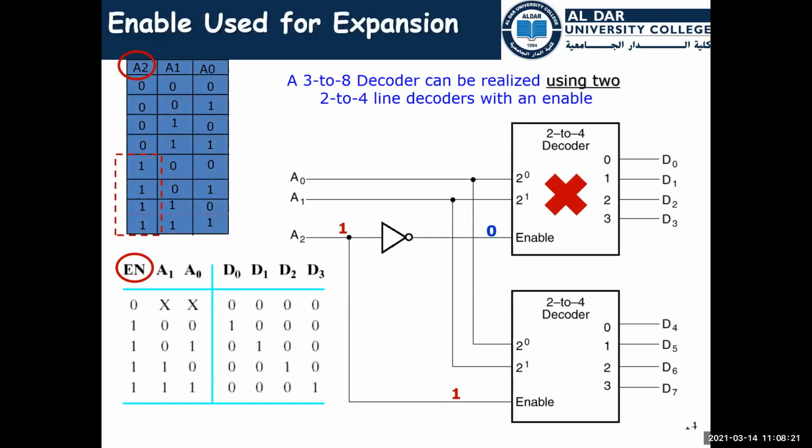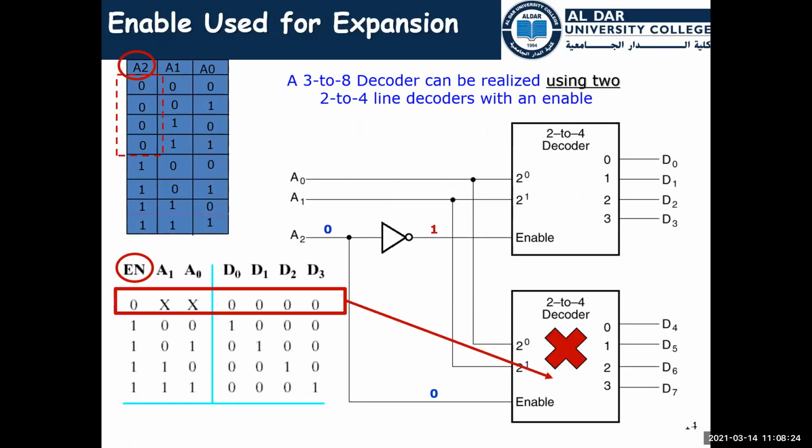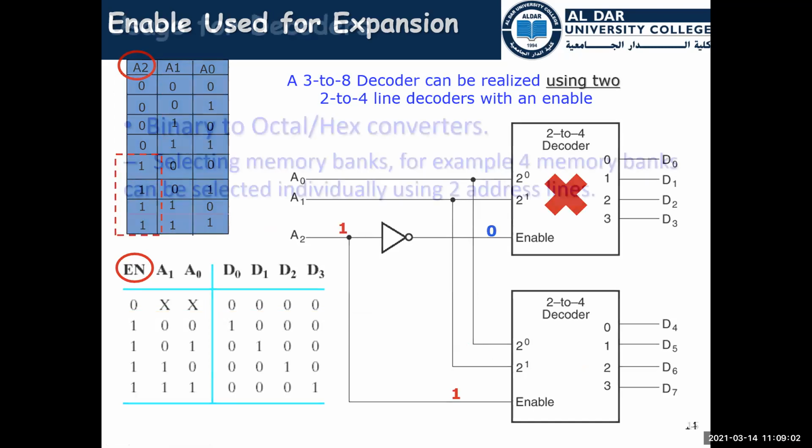Okay, so this is how to represent a 3 by 8 decoder using two copies of the 2 by 4 decoders. It is simple and very straightforward, because A2 will be 0 and 1, similar to an enable circuit. Whenever A2 is 0, one of the decoders is working. Whenever A2 is 1, the other decoder is working. They will not work at the same time. Okay?